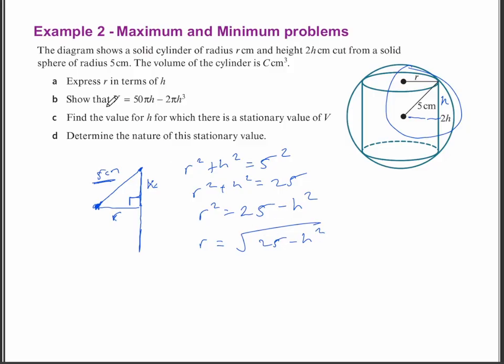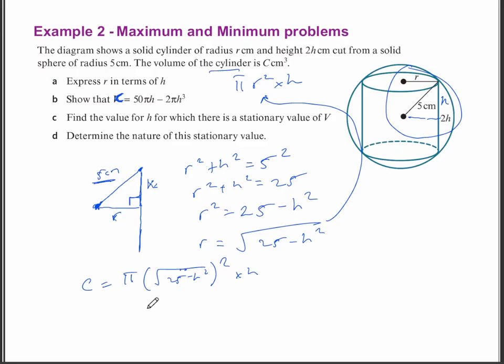Then we want to show that the volume C, in this case, not V, is equal to 50 pi h minus 2 pi h cubed. That's the volume of the cylinder. The volume of the cylinder is given by pi r squared times h. So we have found the value of r. We can put that into the formula of the volume. Therefore, C equals pi times the square root of 25 minus h squared, squared, times h.